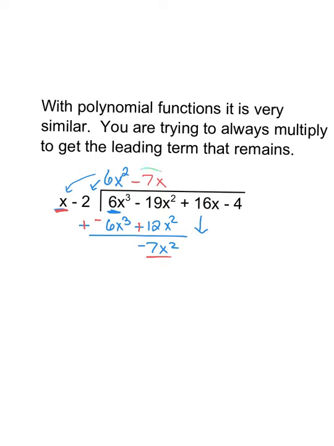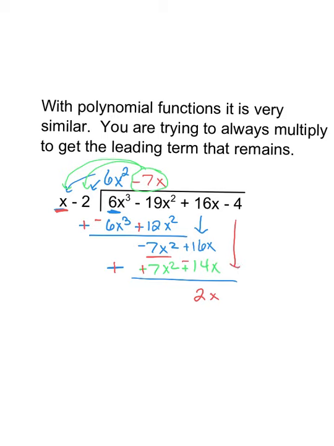Once again, we're going to multiply this times both of these. So negative 7x times x is negative 7x squared. Negative 7x times 2 is positive 14x. And my mistake, I forgot to pull down this 16x here. Now, once again, we're going to subtract. I personally like to keep the top, change the subtraction to addition, and change everything after. Negative 7 plus 7 is 0. 16 plus negative 14 is 2x. Carry down the next term.